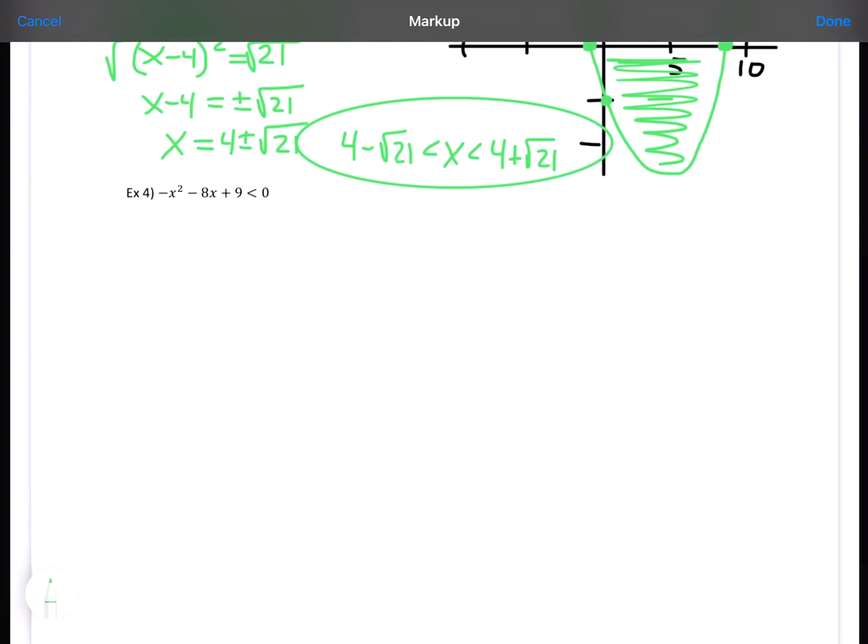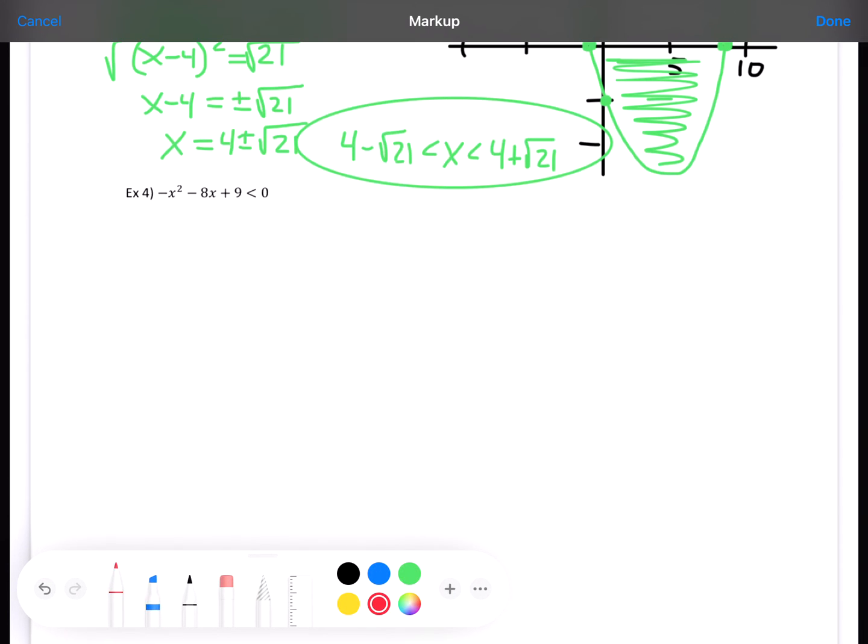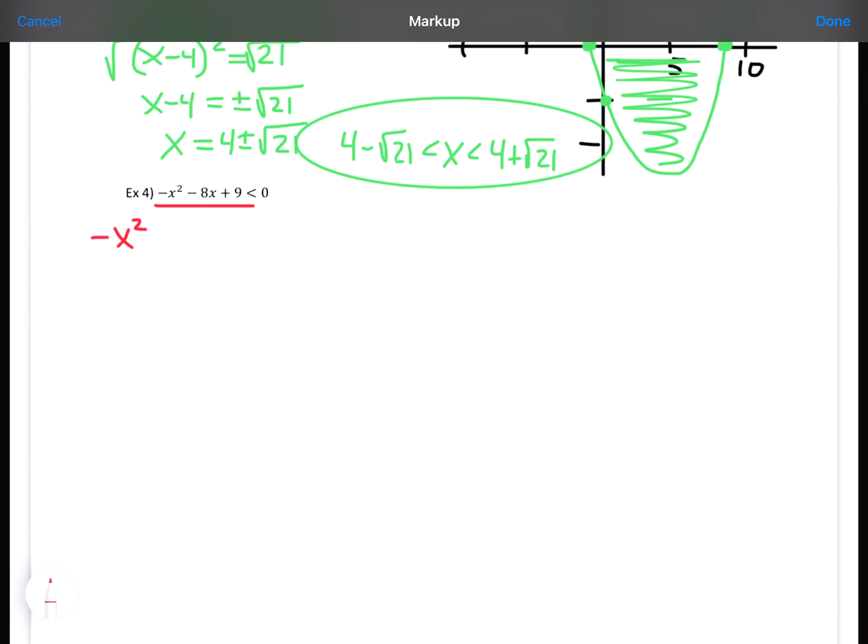All right, our final one. This one is different because it has a negative out front, so we know it's going to open down. When I factor this one, I'm going to use factoring by grouping. So I'm going to use negative x squared. The two numbers that multiply, negative 1 times 9, is negative 9. The two numbers that multiply to be negative 9 and add up to negative 8 will be negative 9 and 1. So I'm going to make it minus 9x plus 9 for my factoring.